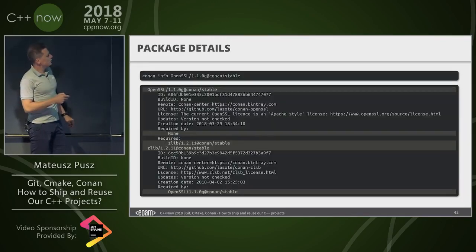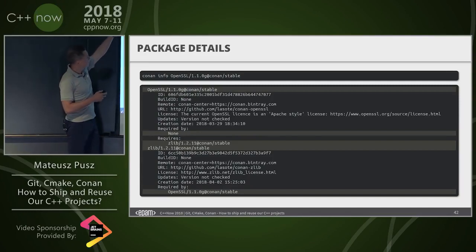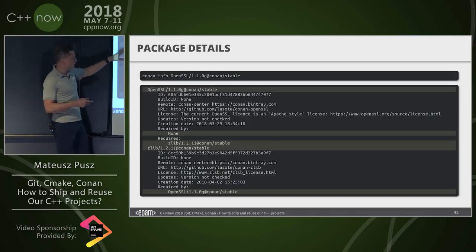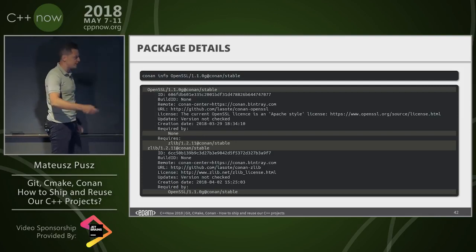This is how Conan info looks. Basically, it provides you information for OpenSSL. Most important here is that this OpenSSL requires zlib, and then automatically the zlib is printed and downloaded and installed on your system because it's a next level dependency of your project that you don't even care about.